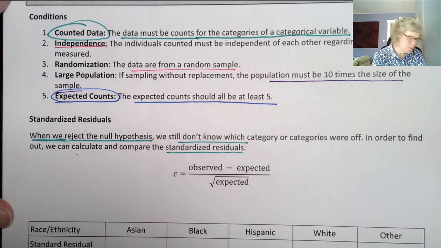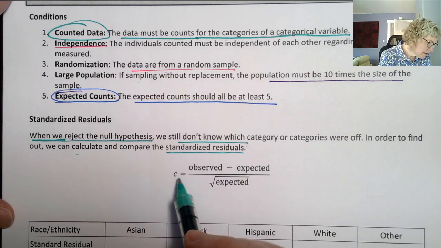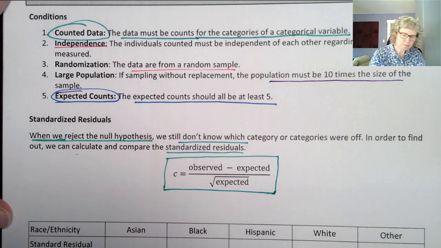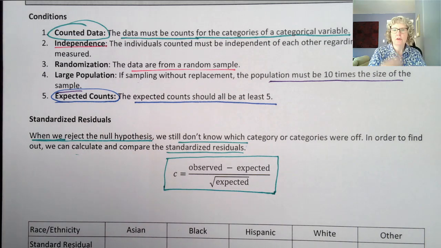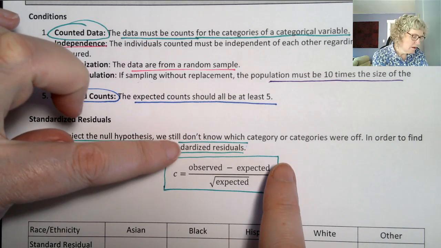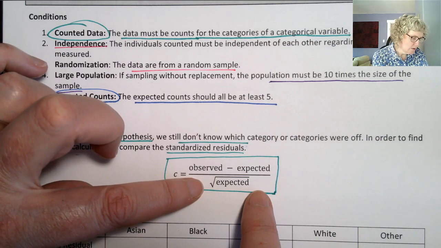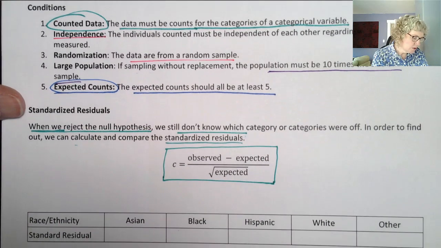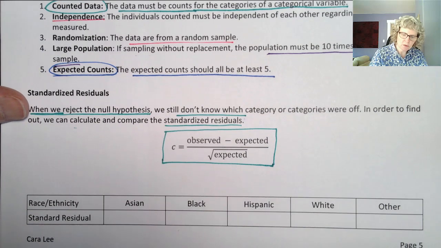Okay, now this is going to look familiar. We have observed minus expected over the square root of expected. And we use a lowercase c for this. I'm not really sure why. This is really the square root of the contribution to the chi-squared statistic, right? Because the numerator was squared, and this didn't have the square root. So if we squared both of these, we would get the contribution. But let's calculate a couple of these so we can see what's going on.